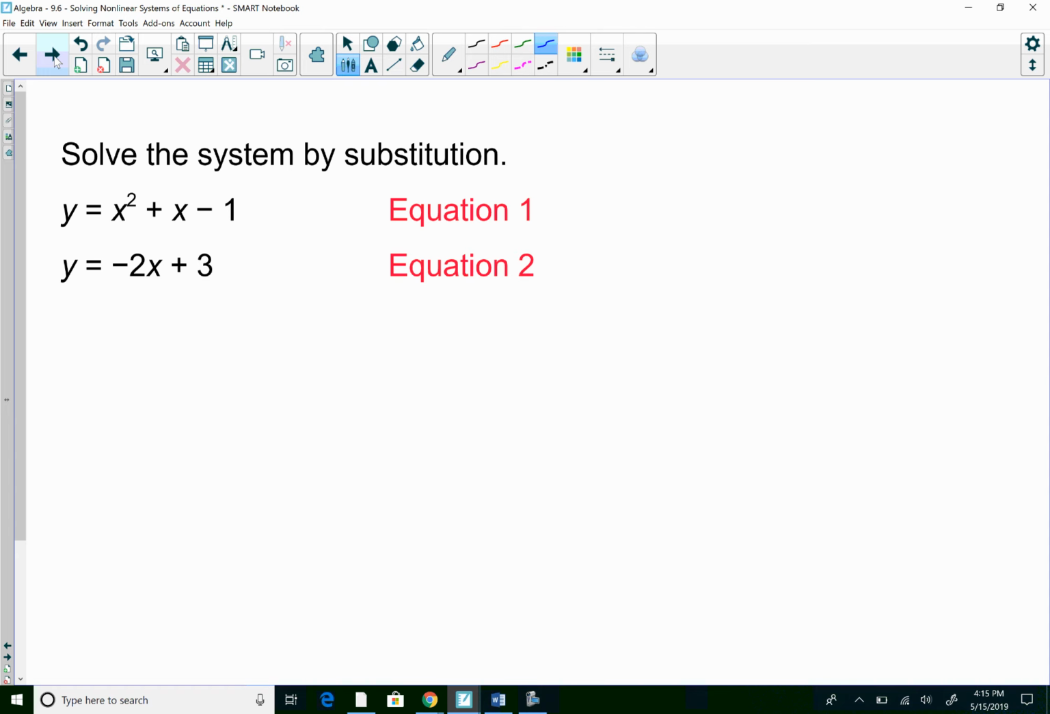All right. The last thing that I'm going to talk about today in this video is using substitution. We started solving systems using substitution, elimination, and graphing, but they were both linear. Now we've got one that's quadratic and one that's not quadratic. And if you think about substitution, remember, we want there to be one variable.